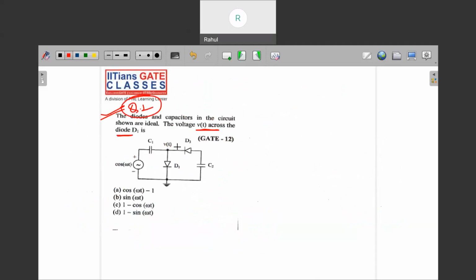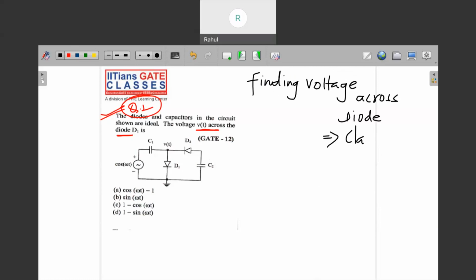Finding the voltage across the diode. What does it mean? Finding voltage across diode means it is a clamper circuit, right? It is a clamper circuit, remember. So here what we are doing is you have to find the voltage across this diode, right?